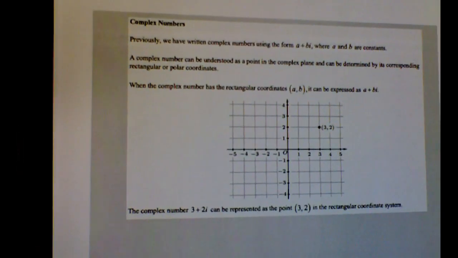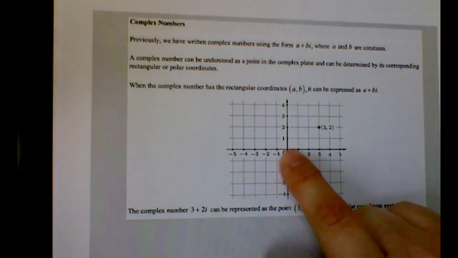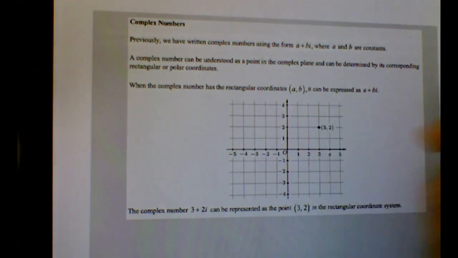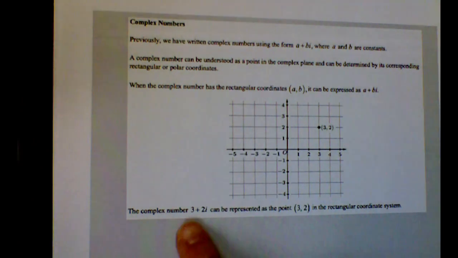And finally, we're going to talk about how complex numbers work. So previously, we've written complex numbers using the form a plus bi, where a and b were constants. A complex number can be understood as a point in the complex plane and can be determined by its corresponding rectangular or polar coordinates. When the complex number has rectangular coordinates, we write it as a plus bi. A is the real axis, b, the y-axis, is the imaginary axis. So the complex number 3 plus 2i can be represented as the point 3, 2.